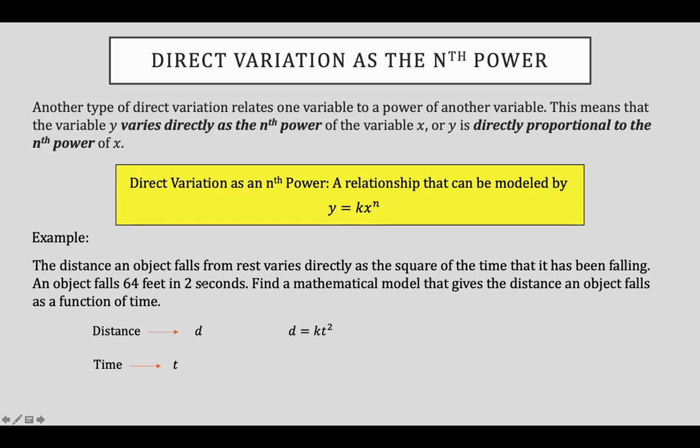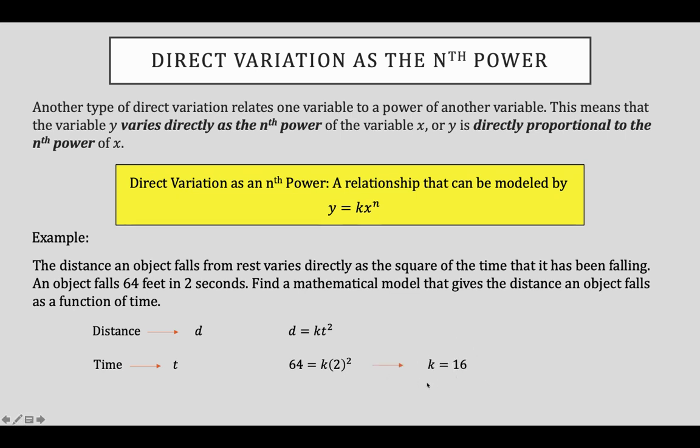To do that, we need to plug in the given information. We know that the object falls 64 feet when t equals 2 seconds. 64 is equal to k times 2 squared. Solving for k, 2 squared is 4, so I'd have to divide 64 by 4, which gives me 16.